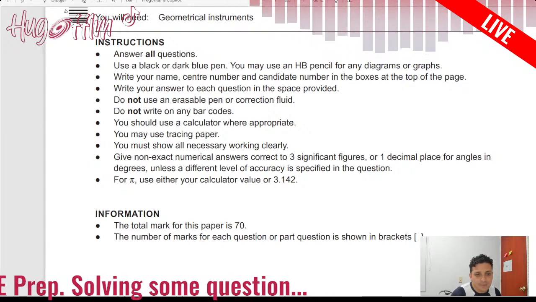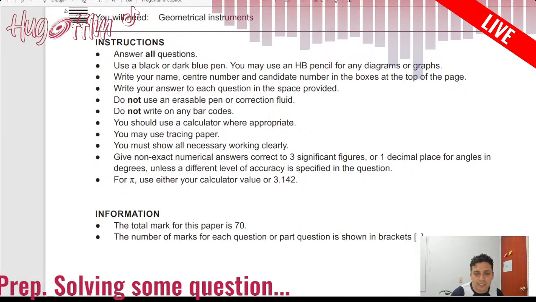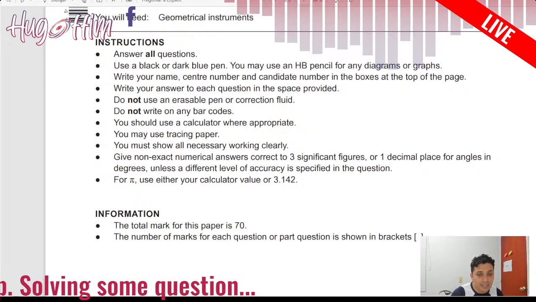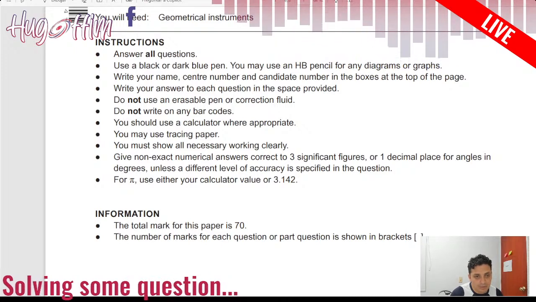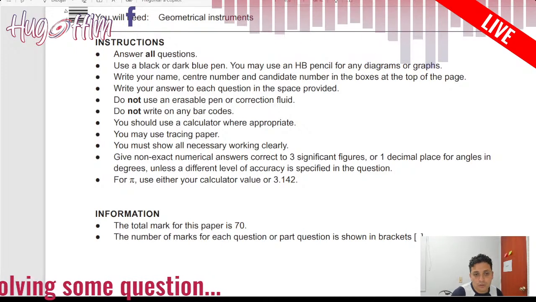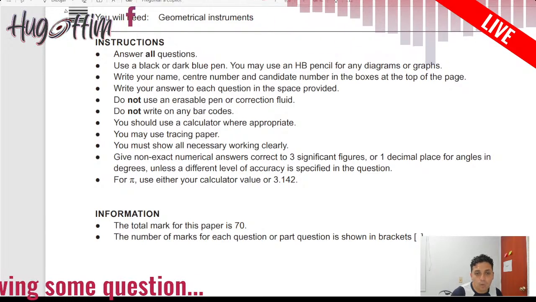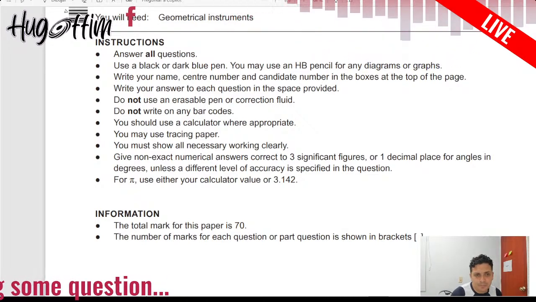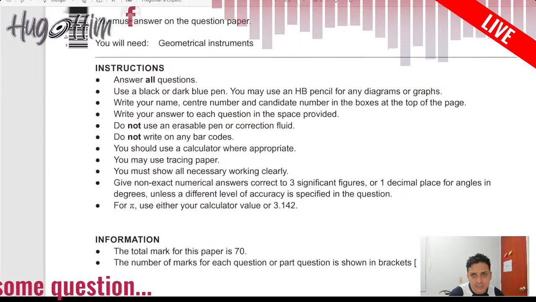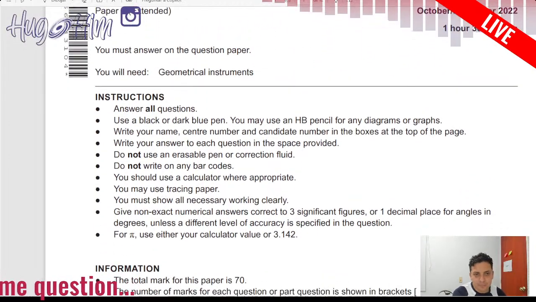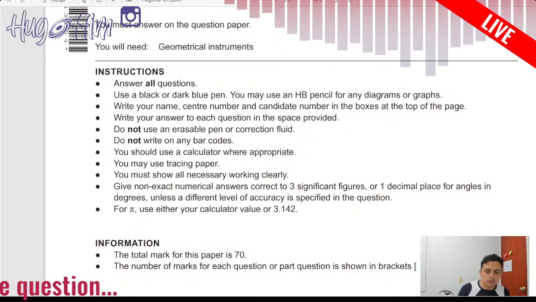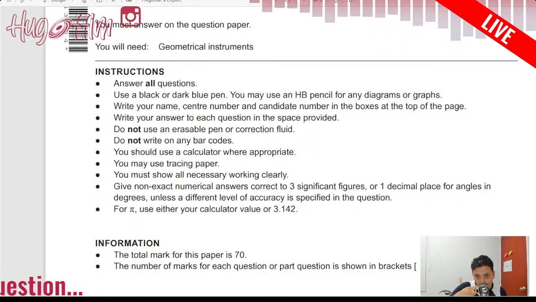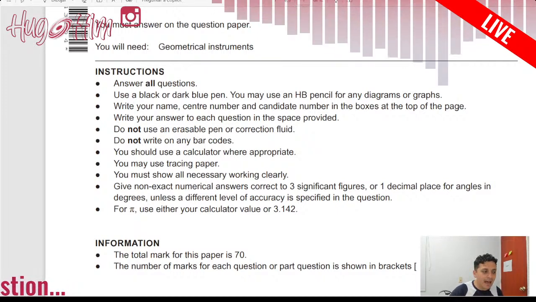And important: non-exact numerical answers should be corrected to 3 significant figures, or 1 decimal place for angles in degrees, unless they specify a different level of accuracy in the questions. For pi, use your calculator or the value 3.142. The total marks for this paper is 70. And it should take you, it says here, 1 hour and 30 minutes. So I hope that starting now, we're going to take 1 hour and 30 minutes or less. So we're going to start now.